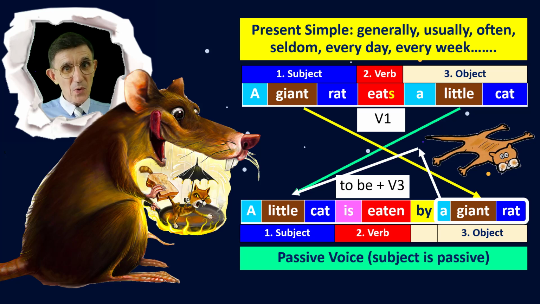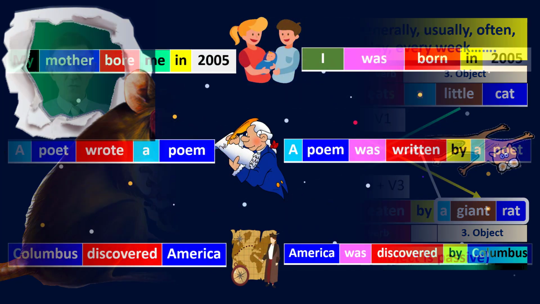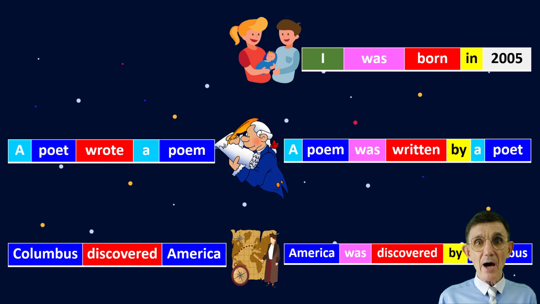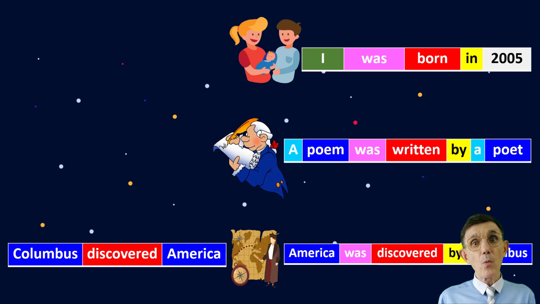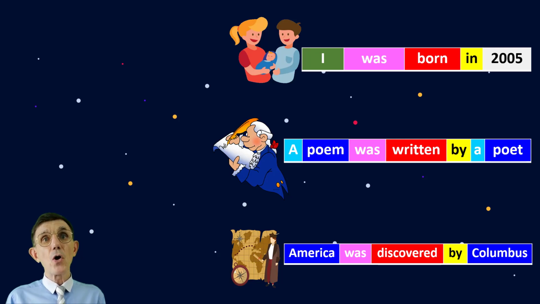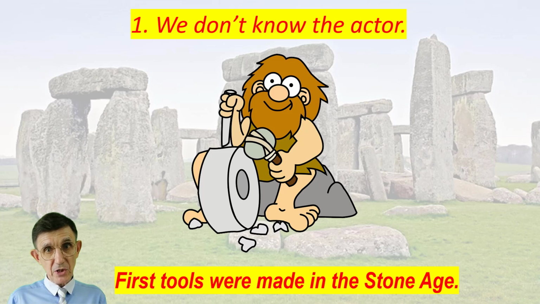Of course, we can make sentences only in the active voice. However, in many cases they will sound weird. We don't say, "My mother bore me in 2005." We say, "I was born in 2005." We don't say, "A poet wrote a poem." We say, "A poem was written by a poet." We don't say, "Columbus discovered America." We say, "America was discovered by Columbus." The passive voice is frequently used in English, especially in a written language.